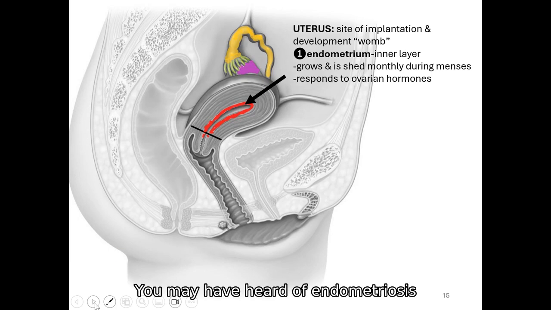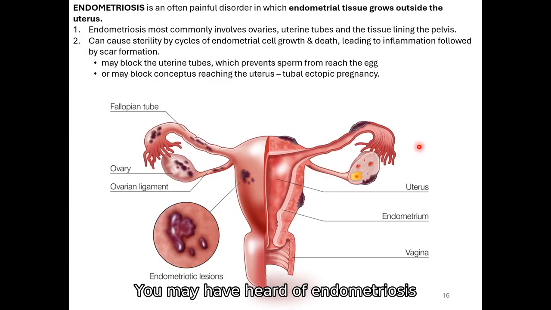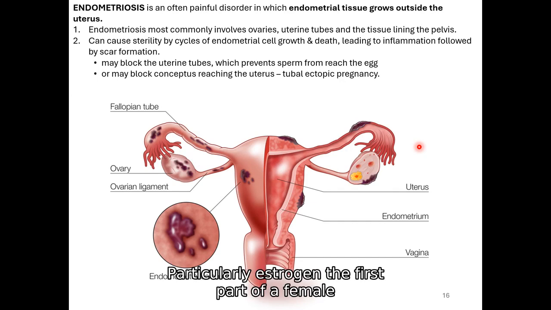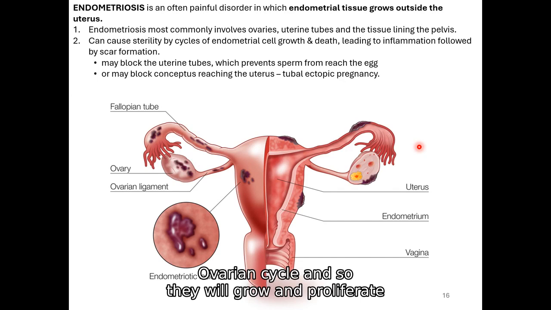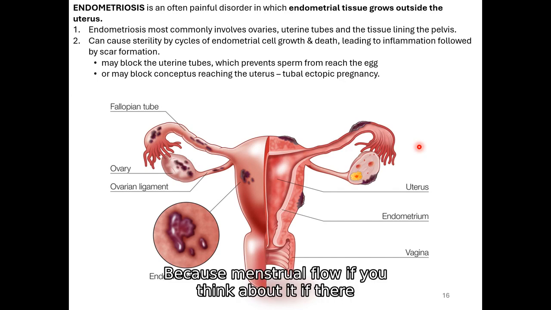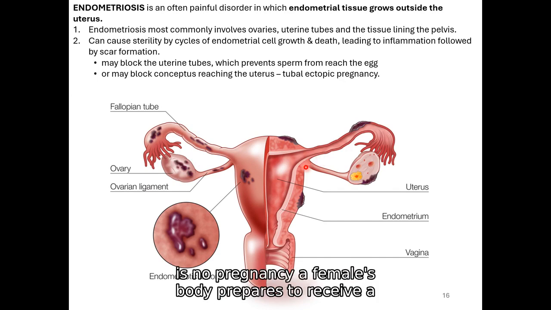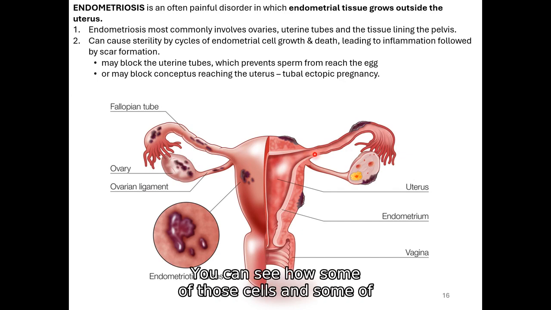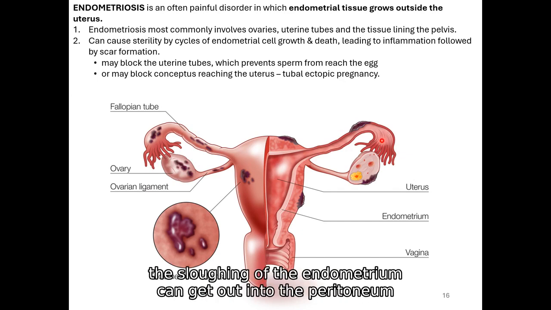So endo means in, so endometrium. You may have heard of endometriosis. So these cells of the endometrium, like I said, will grow and respond particularly to estrogen, the first part of a female ovarian cycle, and so they will grow and proliferate. Because if you think about it, if there is no pregnancy, a female's body prepares to receive a pregnancy every month. Menstrual flow is just supposed to flow out, but since it's not a closed system, you can see how some of those cells and some of the sloughing of that endometrium can get out into the peritoneum.